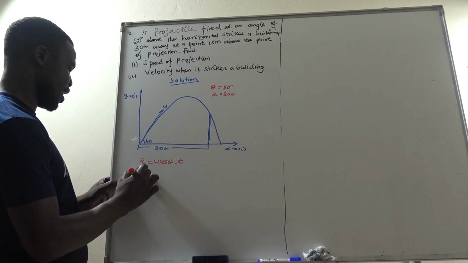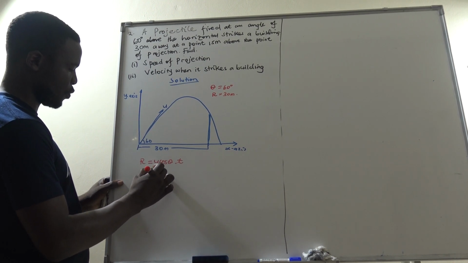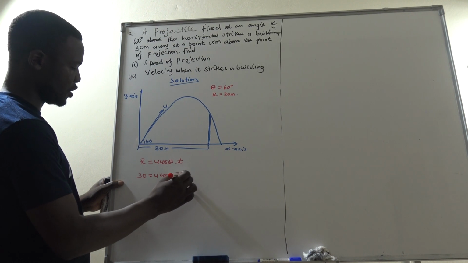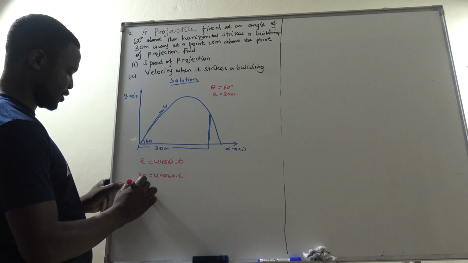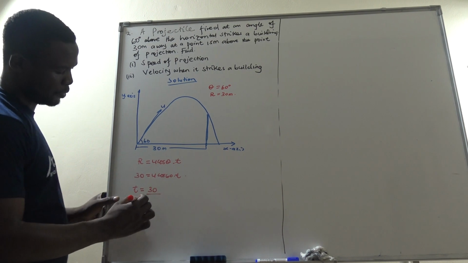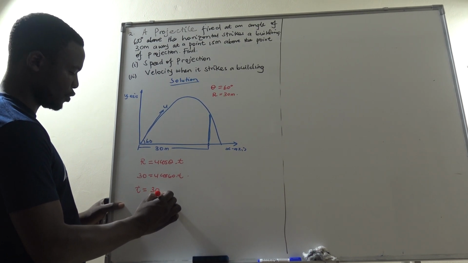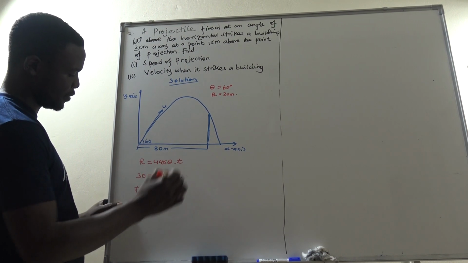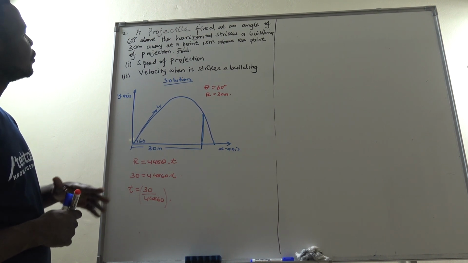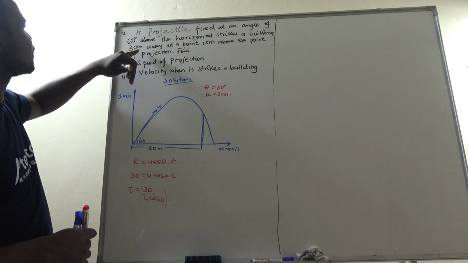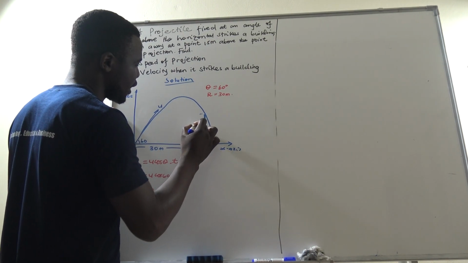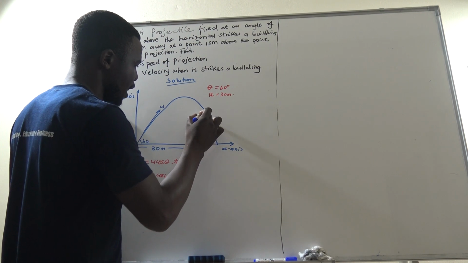So this means that 30 is equal to u cos 60 times t, where we do not know u. Therefore, the time t is equal to 30 out of u cos 60. I can leave this at that. Now, they said it strikes a building 30 meters away at a point 15 meters above. So the height of this projectile is 15 meters.